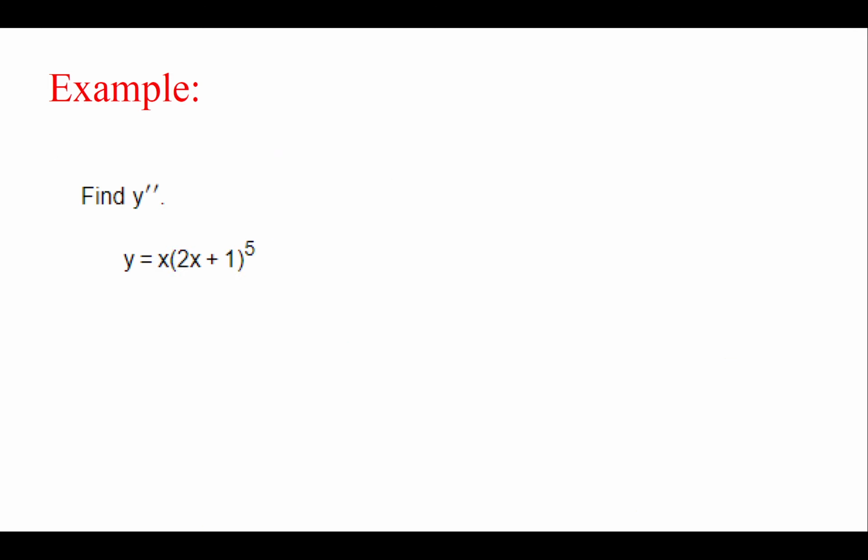Here we want to find the derivative of y and then again the second derivative. As you can see, y is x times this expression. This expression is to the power 5, so it's a product, and we need to use the product rule. If y is a function of x times another function of x, then dy over dx can be found by finding the derivative of the first function, leaving the second function, then leaving the first function and finding the derivative of the second function.